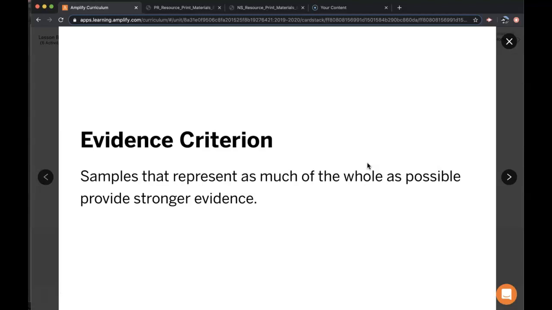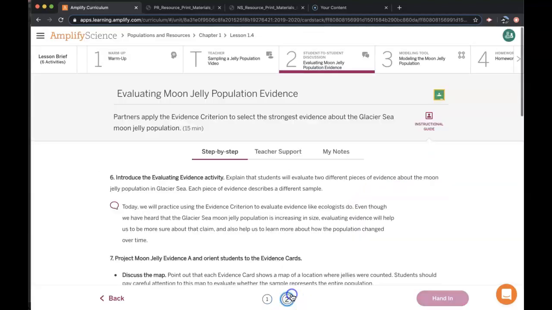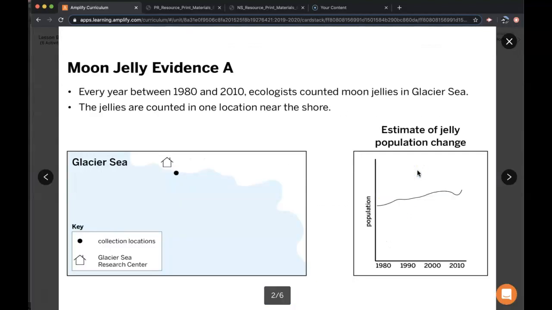So today, we're going to practice using the evidence criterion to evaluate evidence like ecologists do. Even though we have heard that the Glacier Sea moon jelly population is increasing in size, evaluating evidence will help us to be more sure about that claim and also help us to learn more about how the population changed over time. So what we're going to do is look at a piece of evidence, and this is moon jelly evidence A.